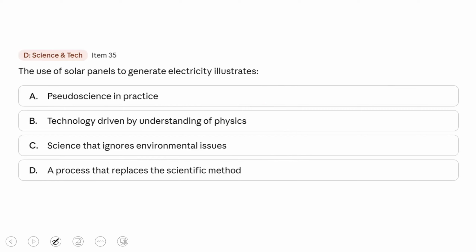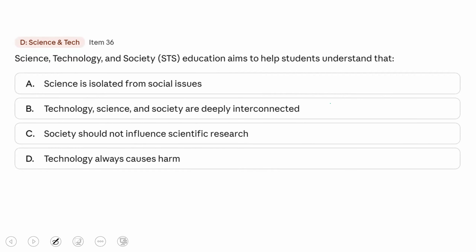The use of solar panels to generate electricity illustrates A, B, C, or D. All right, answer is letter B, technology driven by understanding of physics. And then science, technology, and society, or the STS education that is in college, aims to help students understand that, is it A, B, C, or D. All right, it's your answer. It is letter B. Technology, science, and society are deeply interconnected.